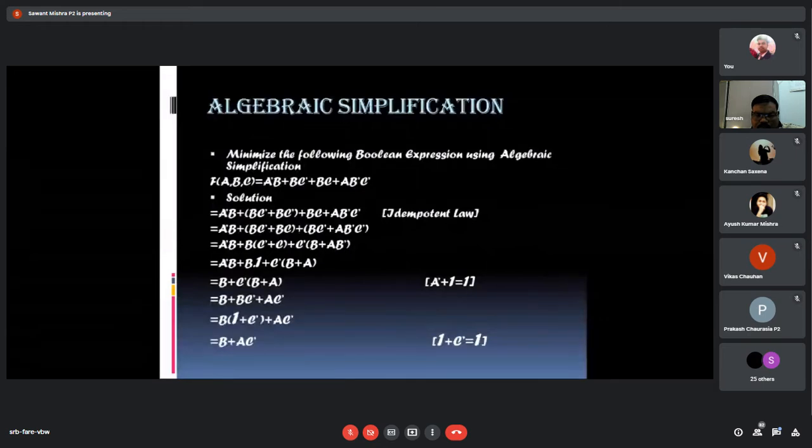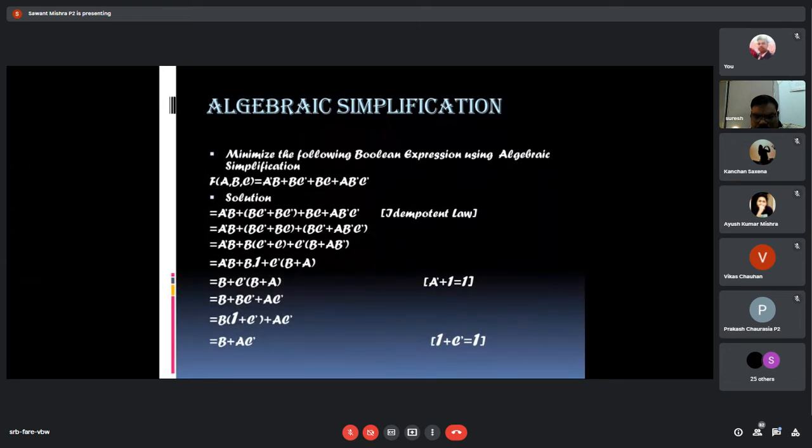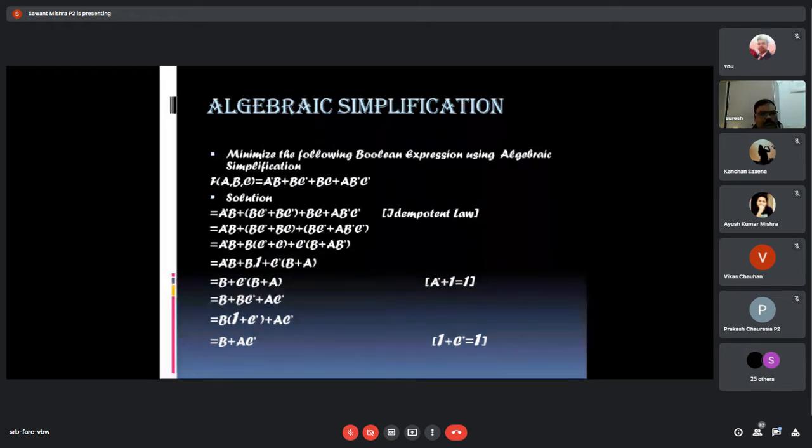Firstly we have A dash B plus B C dash plus B C dash. Here we again add the B C dash, because we use the idempotent law; in idempotent law if we add the same binary variables, then we get the same value. So B C dash plus B C dash plus B C plus A B dash C dash.